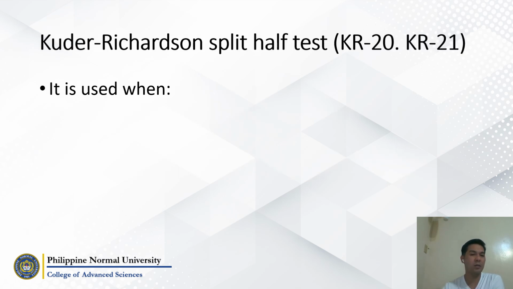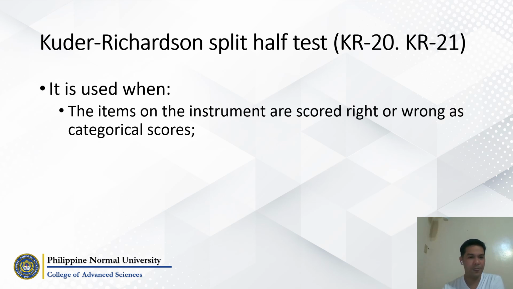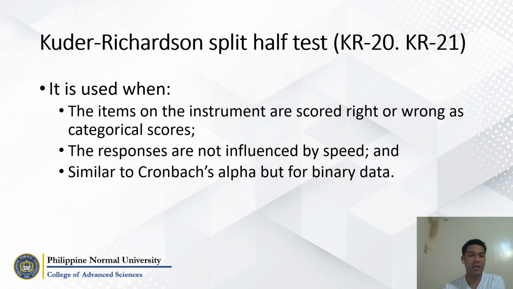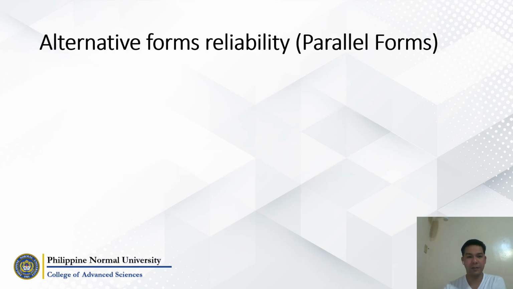You also have the Kuder-Richardson test, KR20 and KR21. This Kuder-Richardson test is used when the items on the instrument are scored right or wrong as categorical scores. So it's binary, right or wrong, yes or no. The responses are not influenced by speed, and it is similar to Cronbach's alpha, but for binary data only.